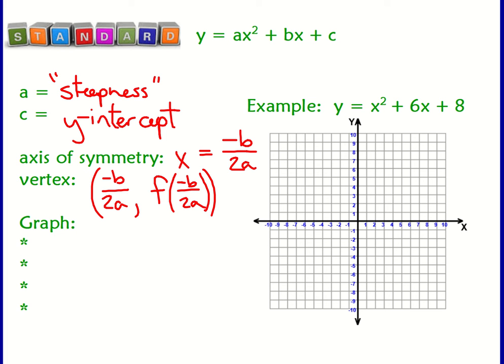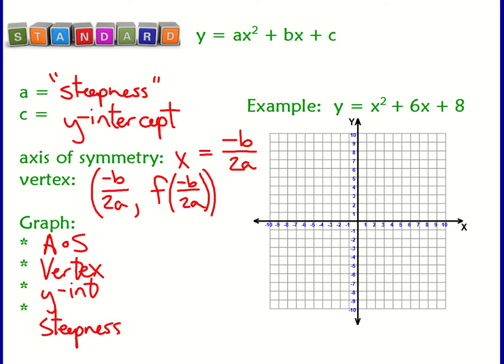When we graph this, I would suggest finding the axis of symmetry first and then the vertex. We do know the y-intercept right off the bat. However, if you graph that first, you may confuse yourself and think that that's the vertex, and it's not. So we're going to go ahead and find our axis of symmetry. Then we can find a y value for the vertex so that we know the vertex and can substitute that in. We can put in the y-intercept since we know it off the bat, and then we can finish it out with our steepness points, or our a value.